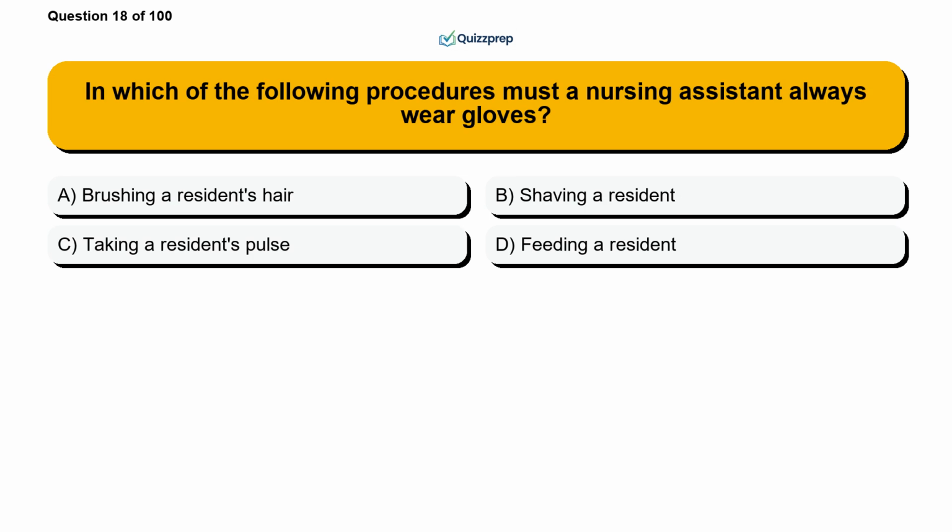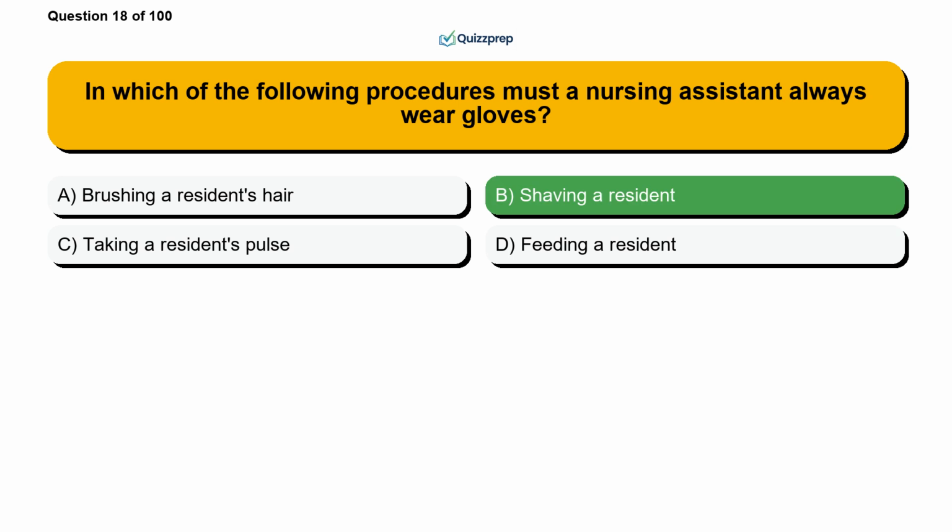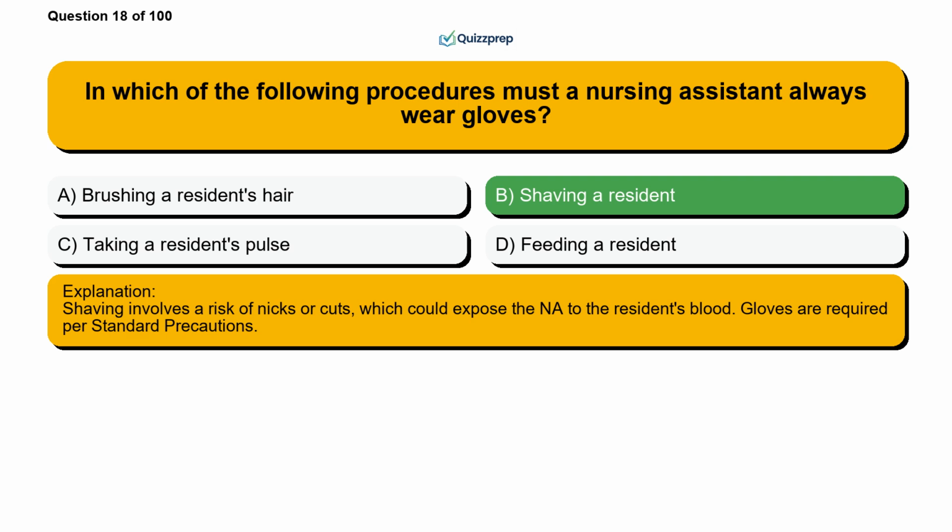Question 18. In which of the following procedures must a nursing assistant always wear gloves? Option A, brushing a resident's hair, option B, shaving a resident, option C, taking a resident's pulse, option D, feeding a resident. The correct answer is option B, shaving a resident. Shaving involves a risk of nicks or cuts, which could expose the NA to the resident's blood. Gloves are required per standard precautions.